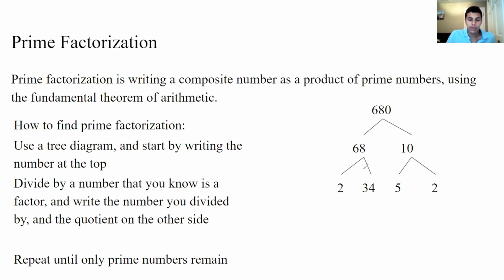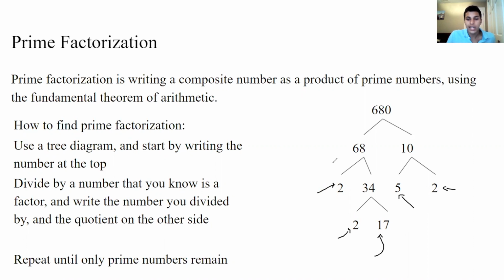Because 34 isn't a prime number, it's divisible by 2. It's an even number, so it has to be divisible by 2. And when we divide it by 2, we can break that down into 2 and 17. And so now you'll notice that at the bottom of this tree, we only have prime numbers. This 2 and this 2 are all prime, so we can't break them down any further. This 17 is prime, so we can't break that down any further. And 5 is also prime, so we can't break that down any further.